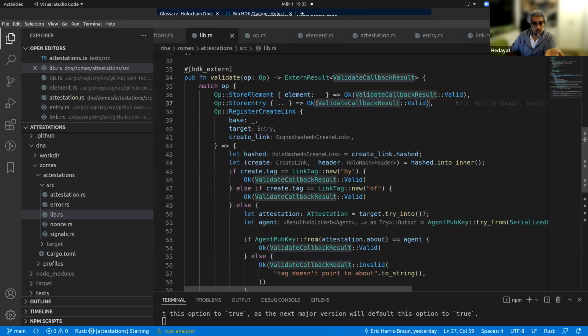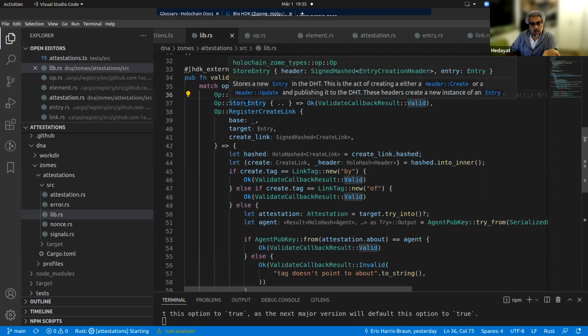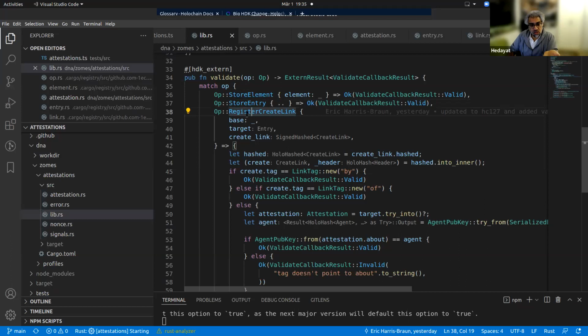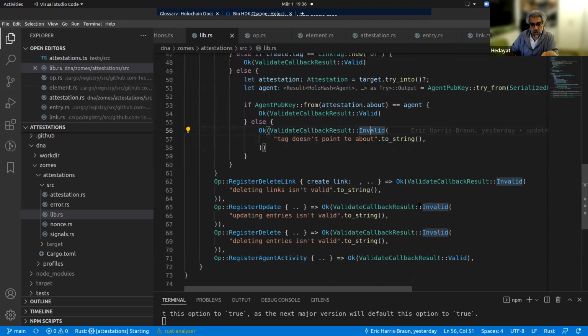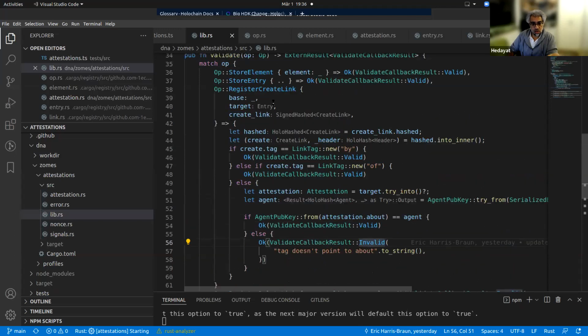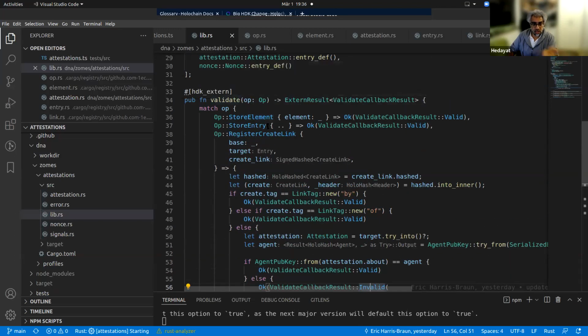For example, here Eric always returns valid on a store element. It means this one is okay. A store entry, valid. If it is register create link, meaning you are creating a link from the base to the target with some extra info, there are some conditions: for some of them valid, for some invalid. So all in all, this is the fashion in which you can write your validate function or your validation rules.